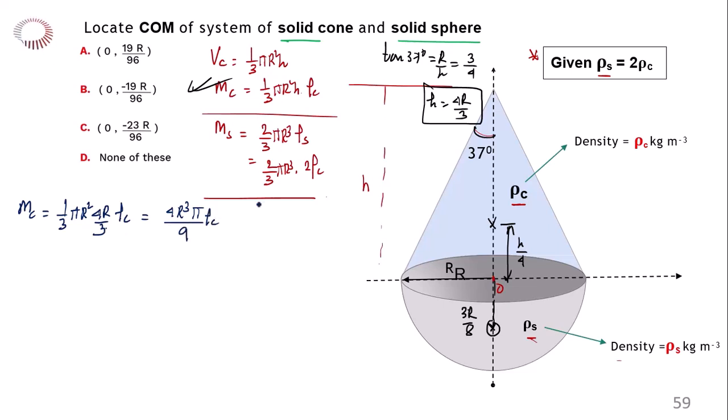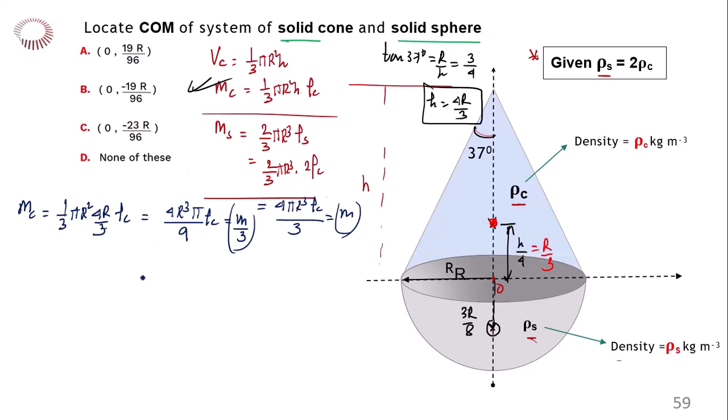And this is the other mass, 4 pi r cube rho c by 3. So if I say one mass is m, then the other mass is m by 3. Now, what is h by 4? H by 4 is nothing but r by 3. Now there are two particles. One is situated over here, another is situated over there.